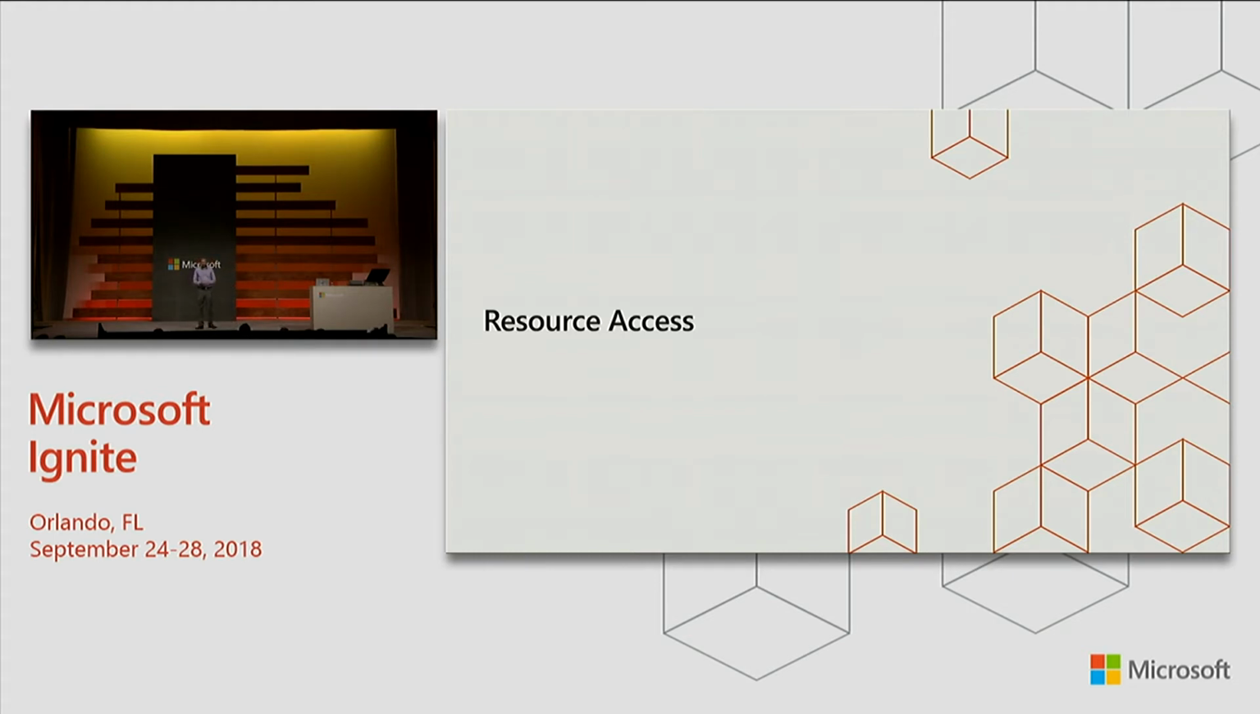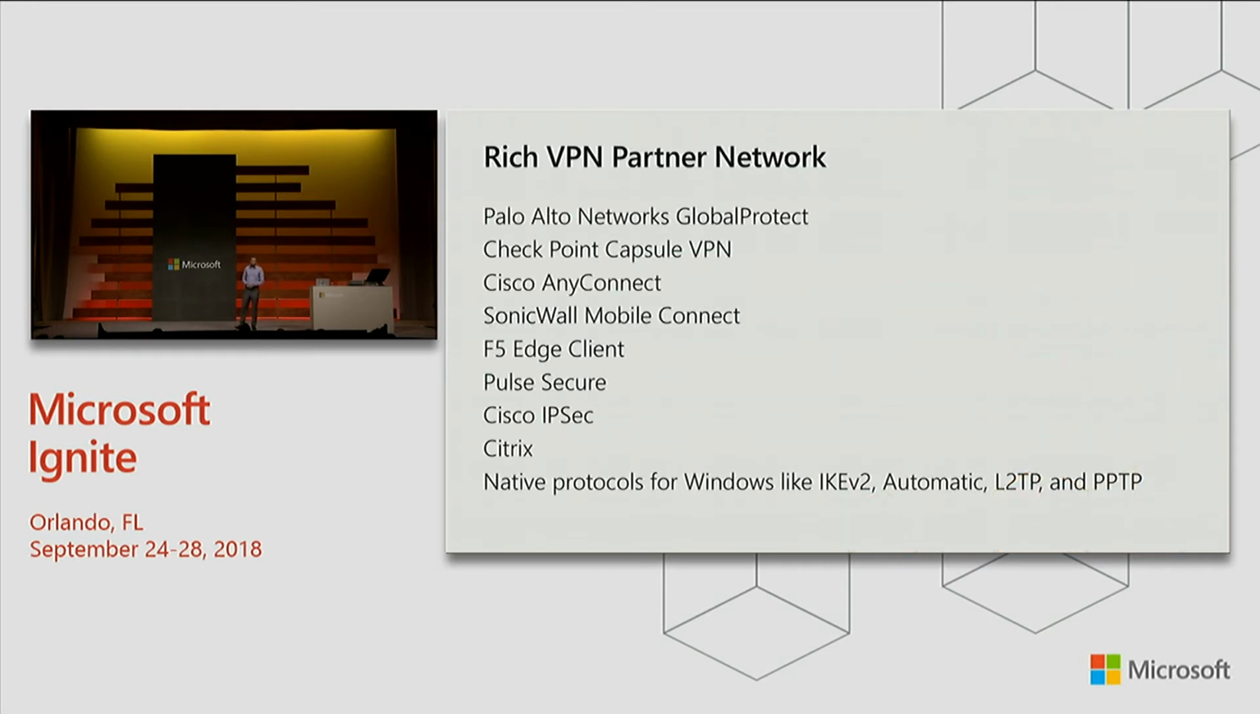So the first thing we're going to talk about here is VPN. We have a really rich partner network of VPN providers. As you look through this list, hopefully all of the VPN providers that you're using are on this list. Most recently, we added Palo Alto Networks. That was a new one that we added for iOS within the last couple of months. We're also looking to add Android support for Palo Alto very soon. But this is a really rich list that we have.